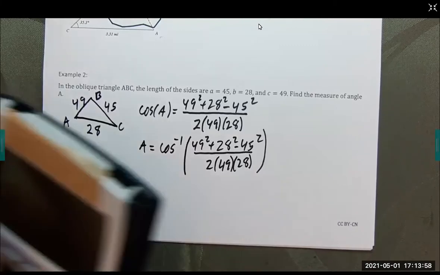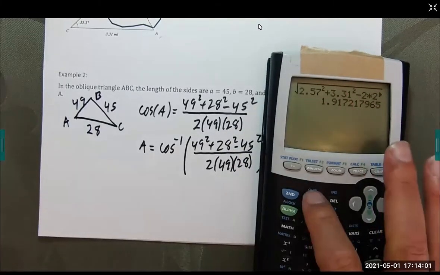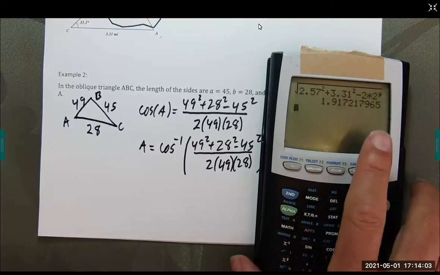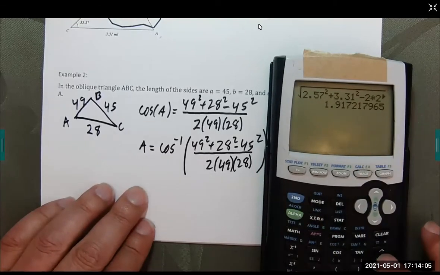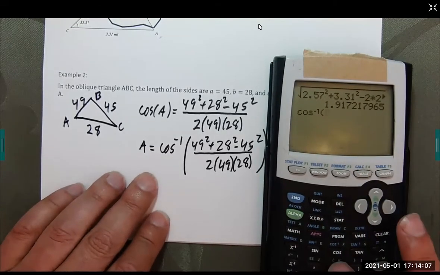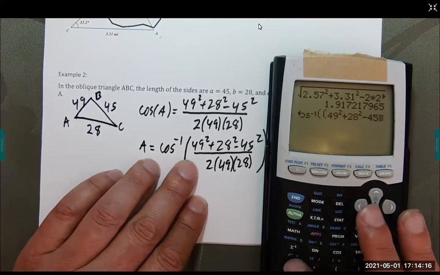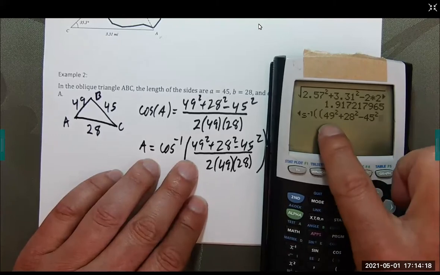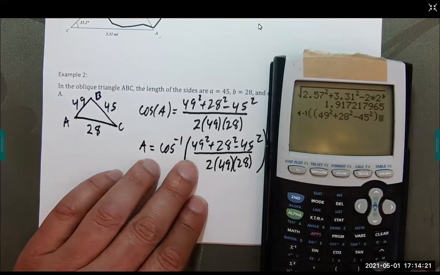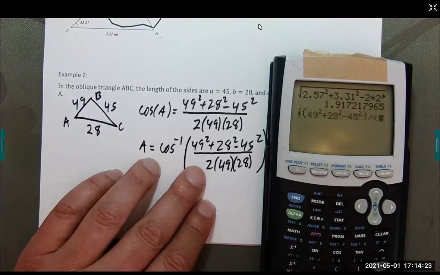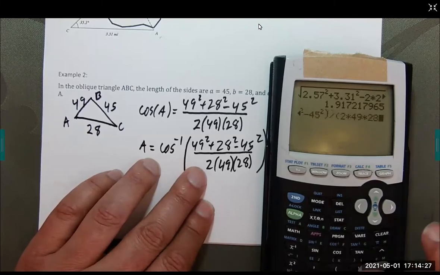So once again, make sure I'm in degree mode, degree. And I'm going to do inverse cosine. And I'm going to use an extra set of parentheses: 49 squared plus 28 squared minus 45 squared. I'm going to close the first set of parentheses, divided by parenthesis 2 times 49 times 28. Close and close.